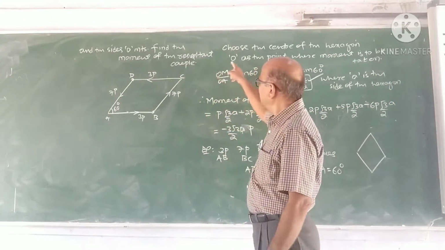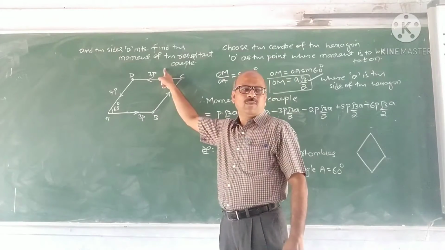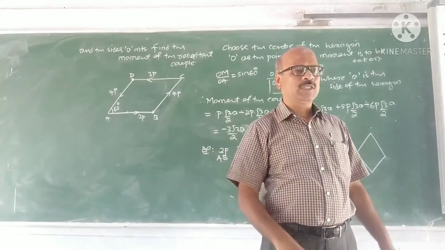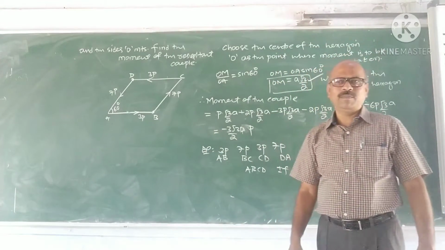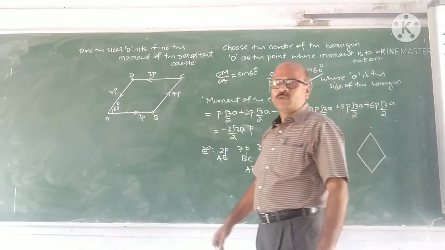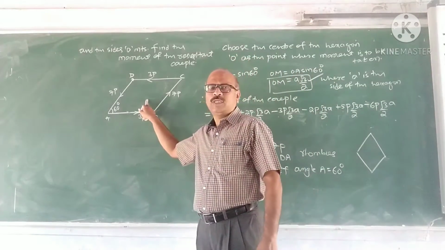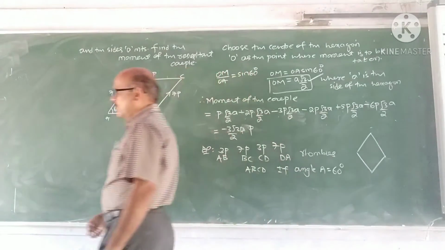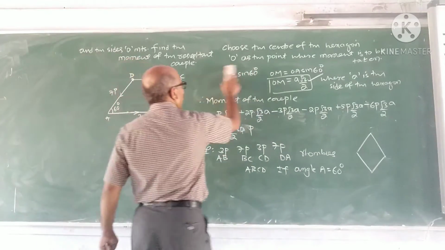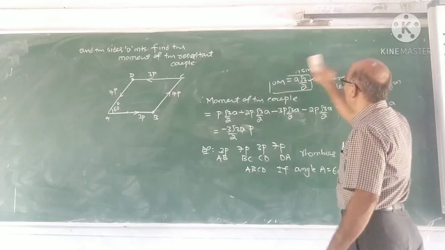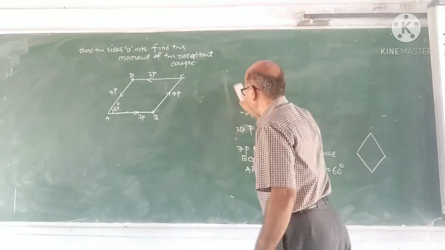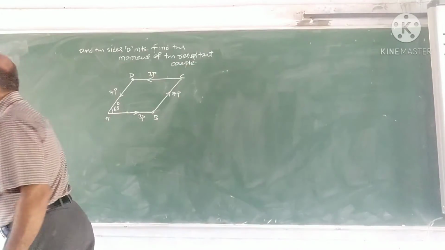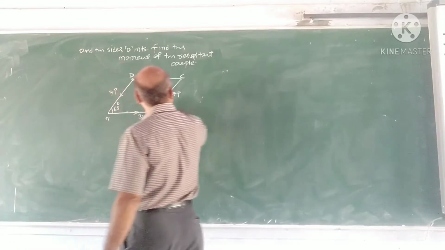Now, the first part is, even though it is given, find the moment of the resultant couple directly. You have to prove that the forces form a couple first. First we prove that the four forces form a couple. Then we find the moment of the couple. You know how to prove that a number of forces form a couple. I take two directions here, along AB and perpendicular to AB.